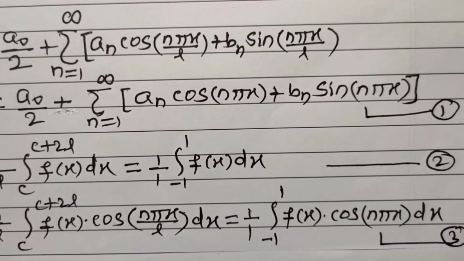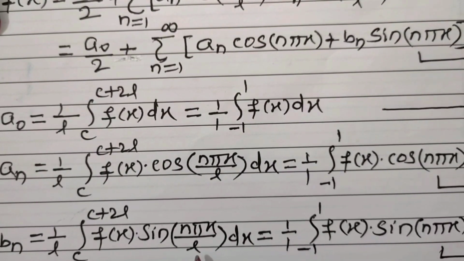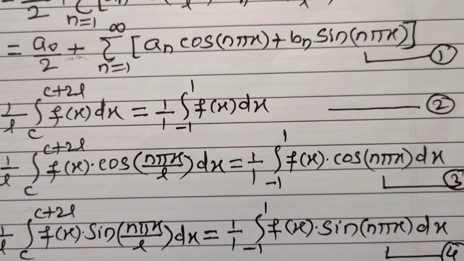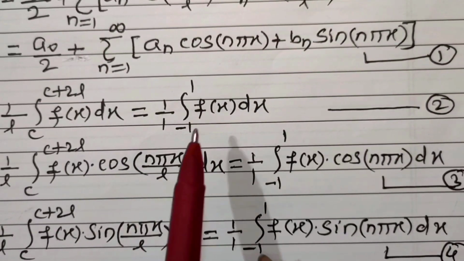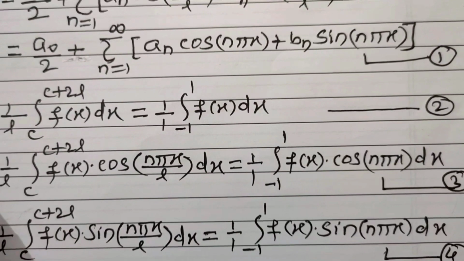Now the formula for bn. bn is equal to 1 upon l integral from c to c plus 2l f of x into sine of n pi x divided by l with respect to x. This is equal to 1 upon 1 integral from minus 1 to 1 f of x into sine of n pi x with respect to x, replacing l by 1. And we can consider this as equation number 4. Now in step number 2, we have to evaluate this integral to get a0, evaluate this integral to get an, and evaluate this integral to get the value of bn.